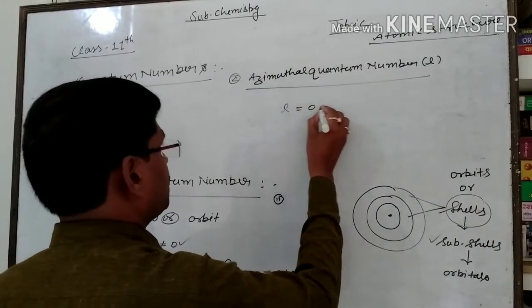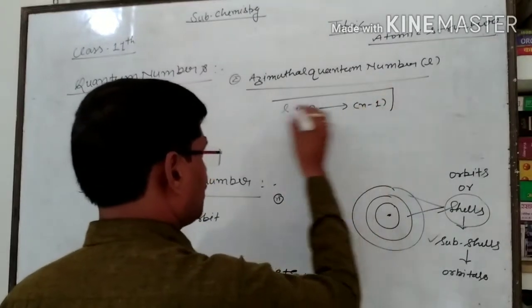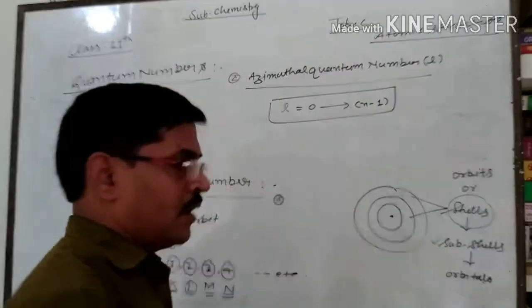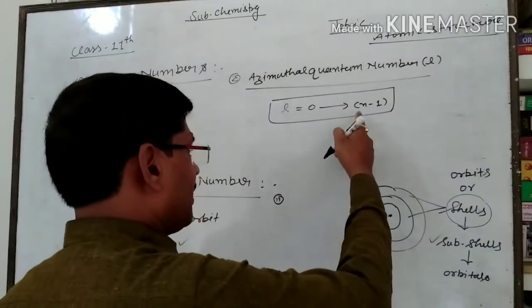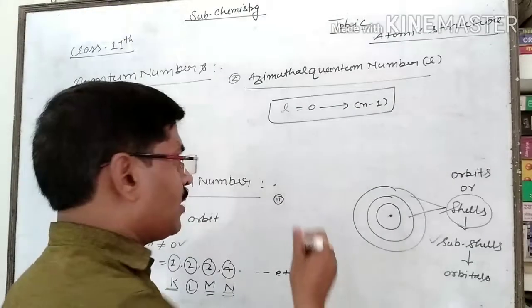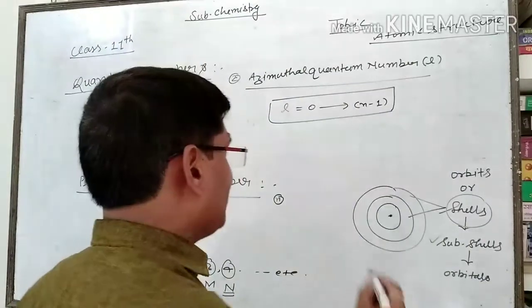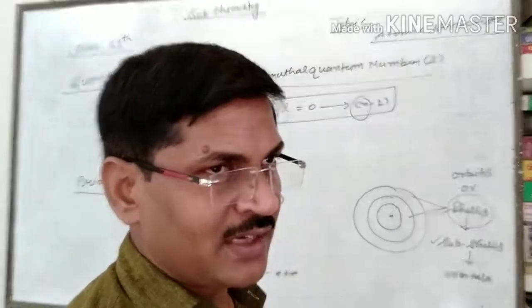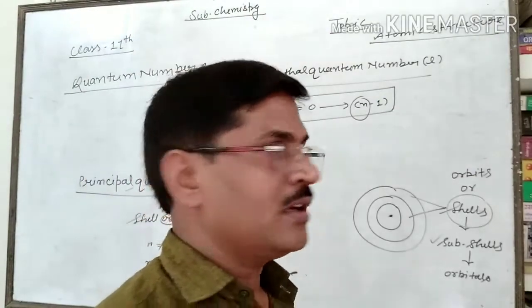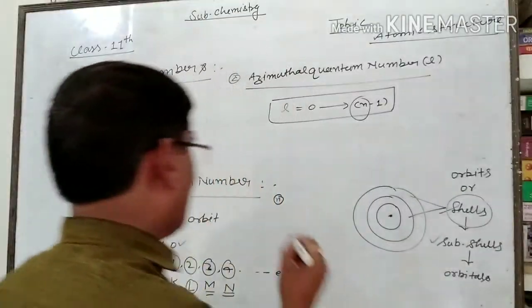And how do you find its values? l is equal to 0 to n minus 1. As I told you, the values of the azimuthal quantum number depend on the principal quantum number. So what will be the formula? l is equal to 0 to n minus 1. If the principal quantum number small n is given anywhere, then you will be able to find the values of the azimuthal quantum number.